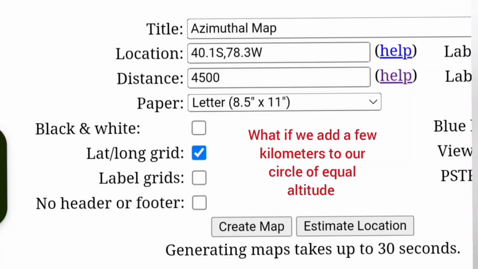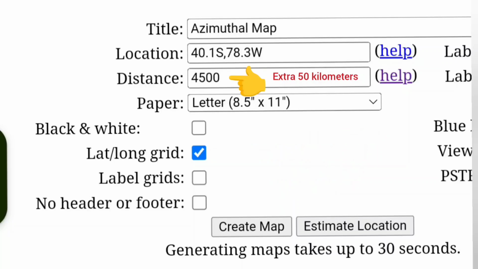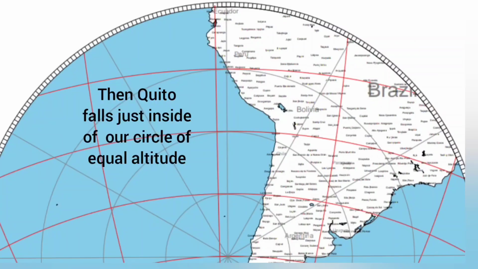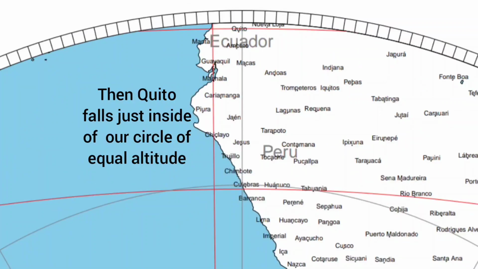So now we've cleared all that up. Let's jump right back into it. What happens if we add distance to the circle of equal altitude? So we go from 4450 to 4500 kilometers. And what happens is Quito falls 50 miles inside of the circle of equal altitude.